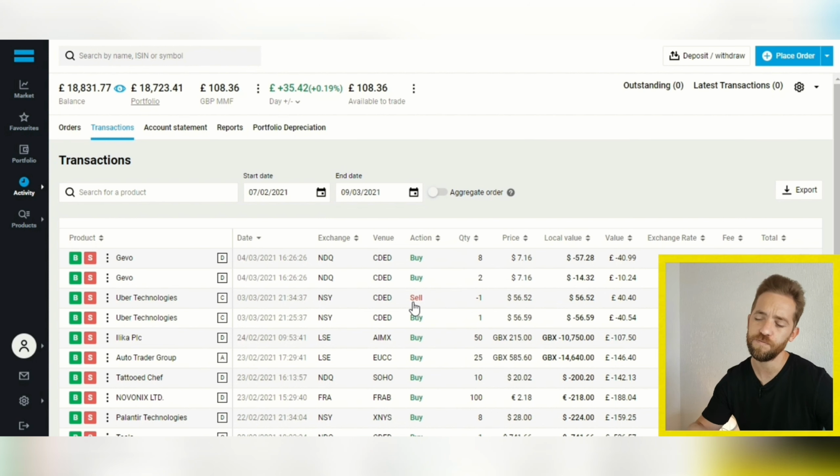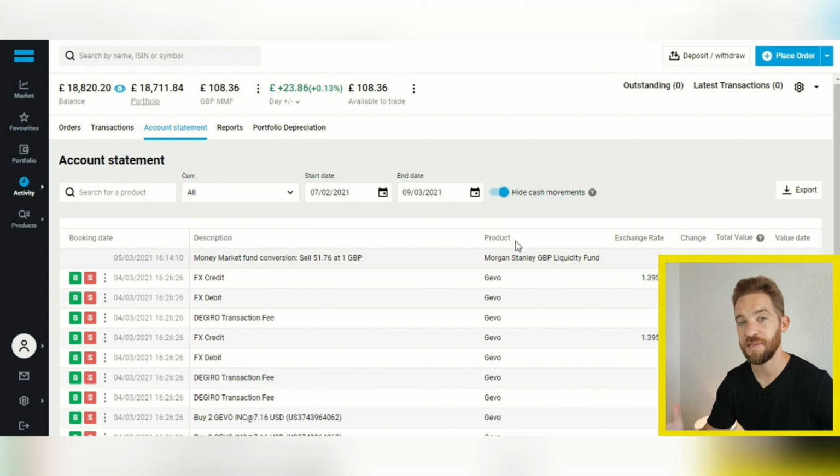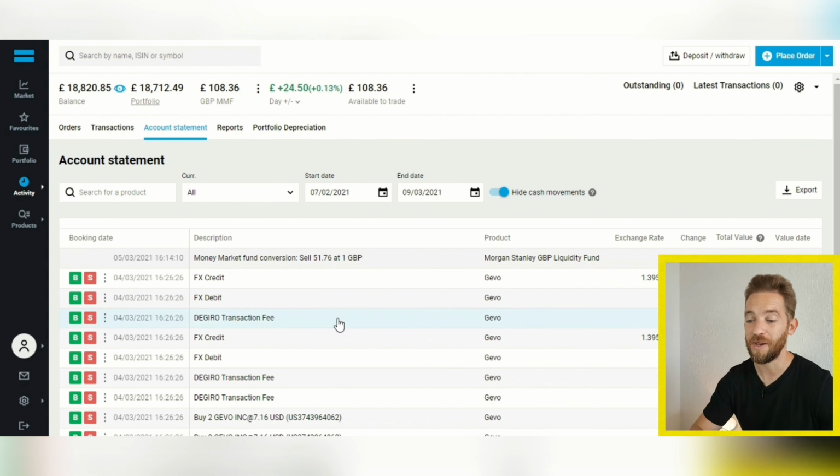This is really useful. Maybe at the end of the year, if you're working out your taxes, your capital gains, you've got all the detail. Everything you bought, everything you sold is all detailed in here, along with the exchange rates that were used to calculate the gains. The account statement, this is going to show you everything that's gone on in your account. So buys, sales, exchange rates, transaction fees, any charges, it's all detailed in here.